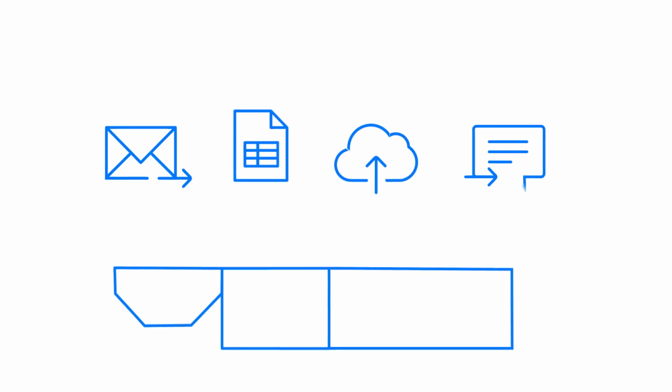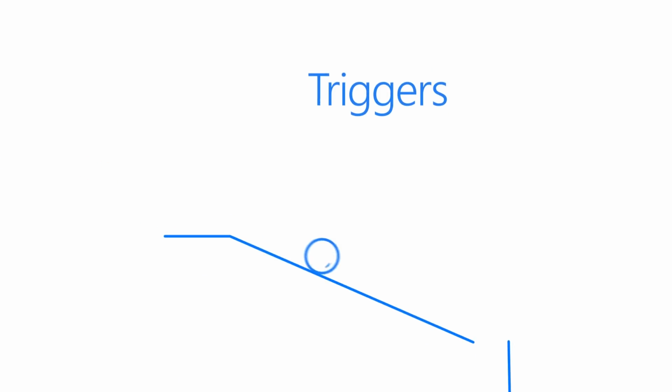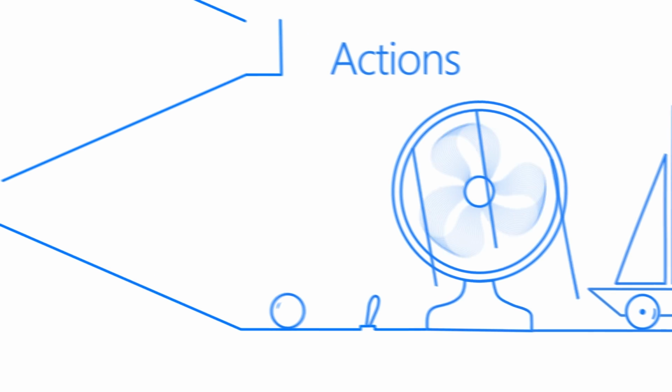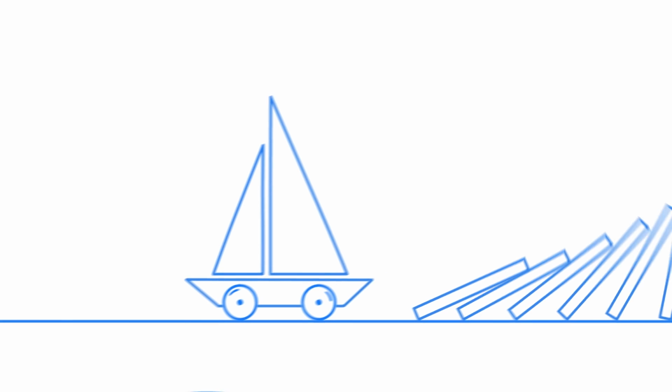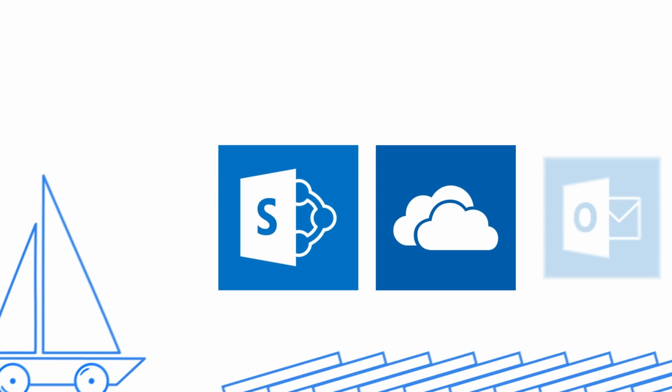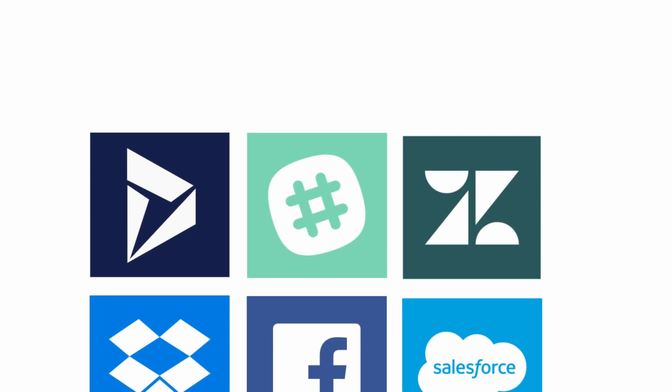To understand how to make your own flows and make your life instantly easier, first you need to understand a few of the terms you'll see a lot here. Let's start with triggers. These are any event that starts a flow, like say you get an email. Then we have actions, which is what happens right after a trigger occurs. And finally, connectors are the bridges that allow Flow to connect with other apps, like SharePoint, OneDrive, Outlook, or over 200 other apps you might use.